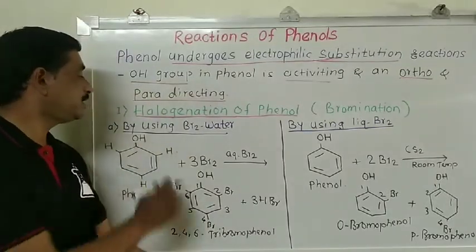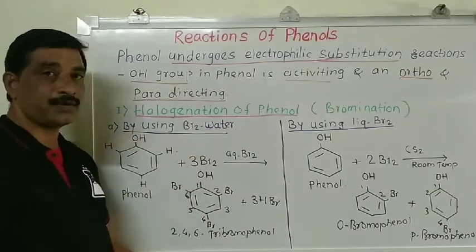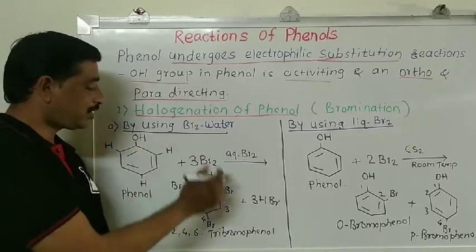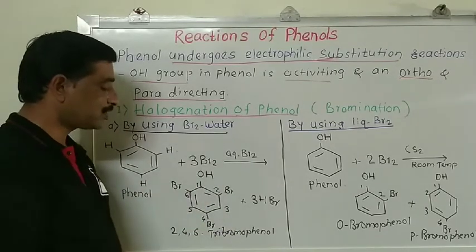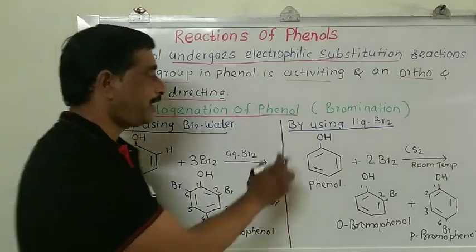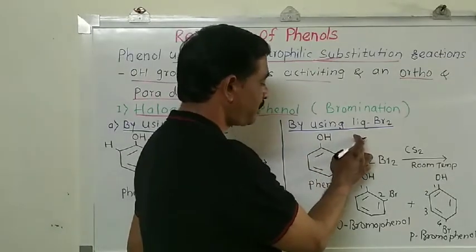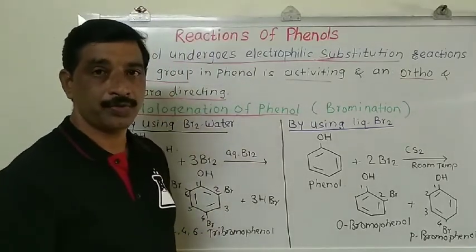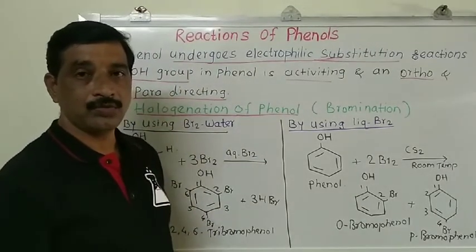So in short, when phenol is reacted with bromine water it gives 2,4,6 tribromophenol, and when it is reacted with liquid bromine, then phenol gives the mixture of orthobromophenol and parabromophenol.